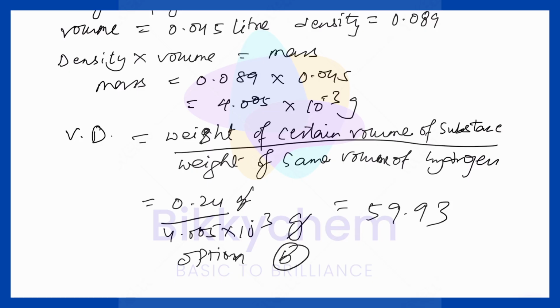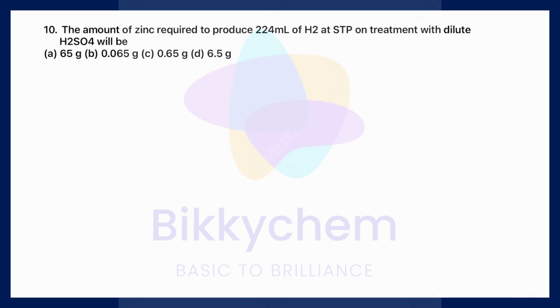Okay, dear student, let's see this question. The amount of zinc required to produce 224 ml of H2 at NTP on treatment with dilute H2SO4 will be. Let's see the reaction.